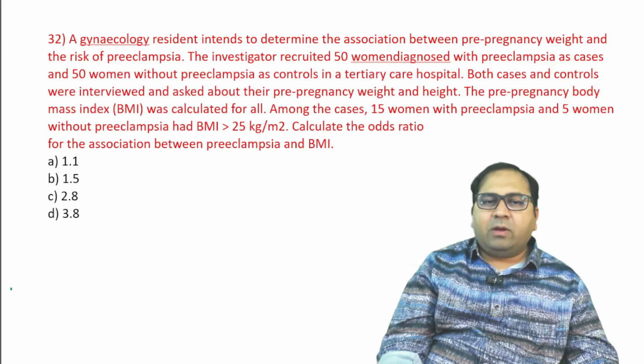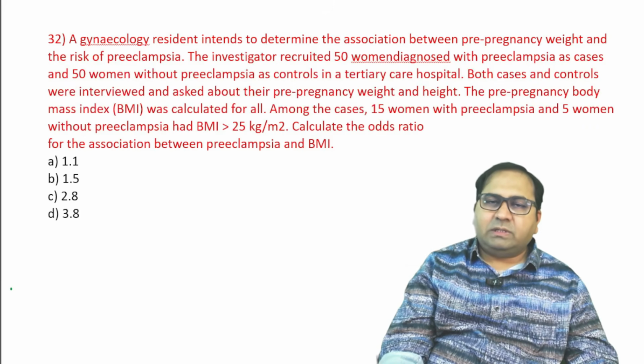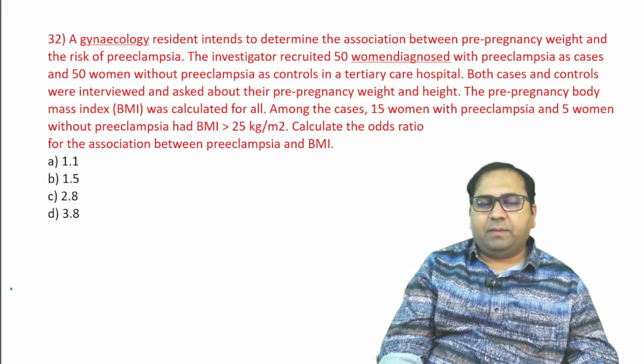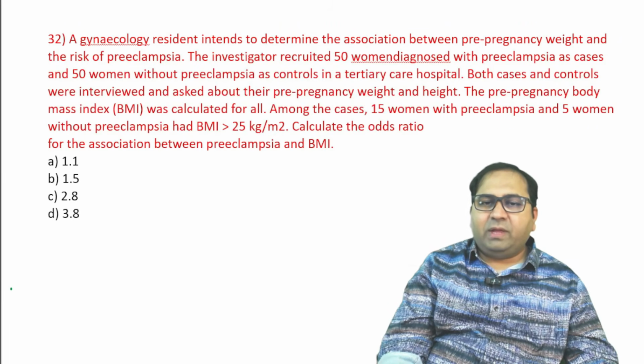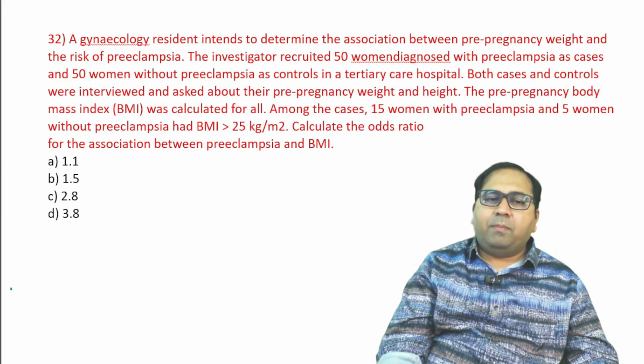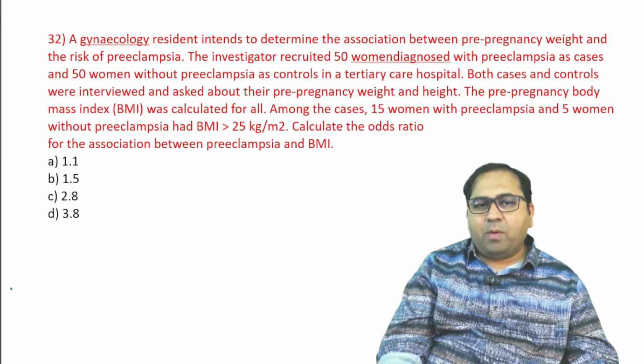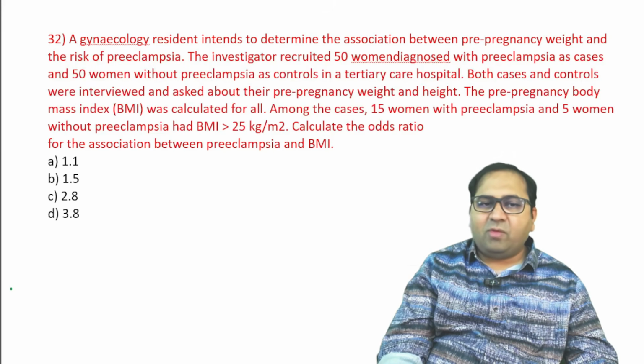Next question. A gynecology resident intends to determine the association between pre-pregnancy weight and the risk of preeclampsia. The investigator recruited 50 women diagnosed with preeclampsia as cases and 50 women without preeclampsia as controls in a tertiary care hospital. So both the cases and controls were interviewed and asked about their pre-pregnancy weight and height. The pre-pregnancy body mass index was calculated for all. So among the cases, 15 women with preeclampsia and 5 women without preeclampsia had BMI of 25 kg per meter square. Calculate the odds ratio for the association between the preeclampsia and BMI.